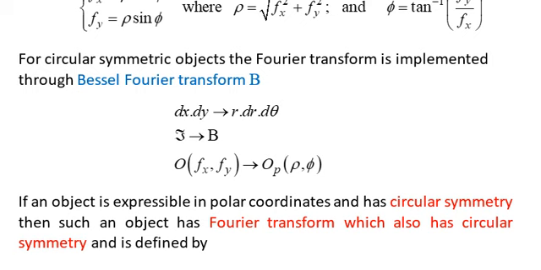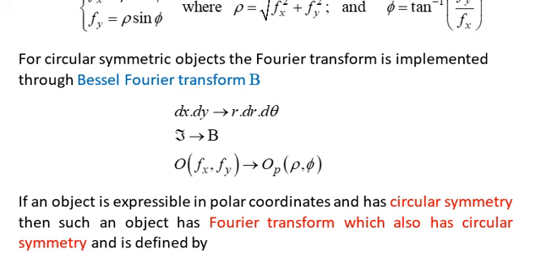For circularly symmetric objects, the Fourier transform is implemented through the Bessel Fourier transform, denoted as capital B. You know that in the Cartesian coordinates we use the Fourier operator tau, which we have shown in the second line over here, but in the Fourier transform for circular functions we shall be using the Bessel Fourier transform denoted as capital B. This is what we have done so that we can make a distinction: when we write B, it means that we are writing it for objects which are circularly symmetric.